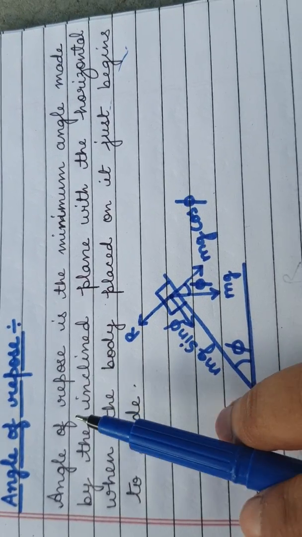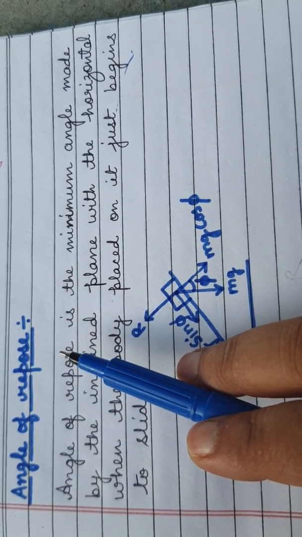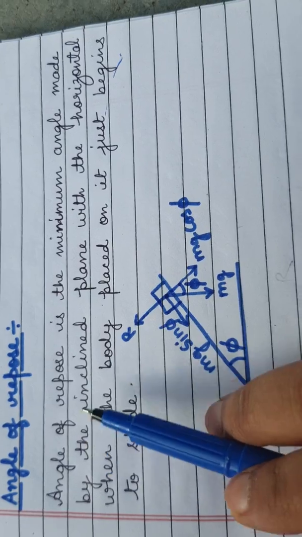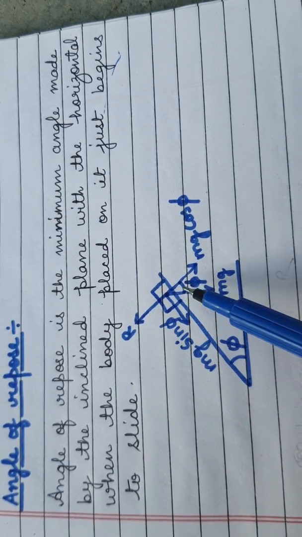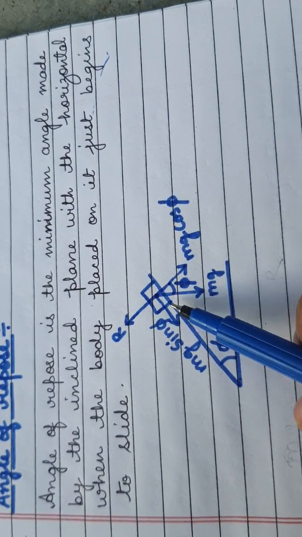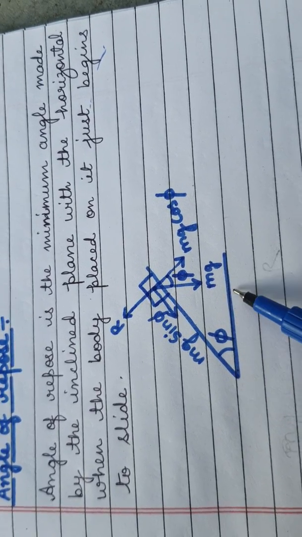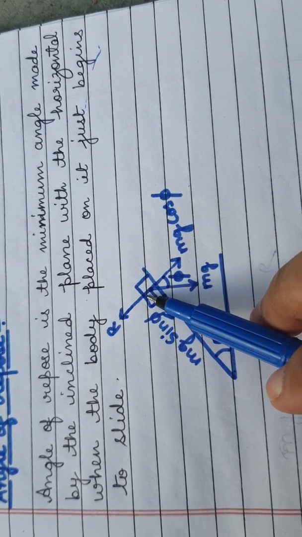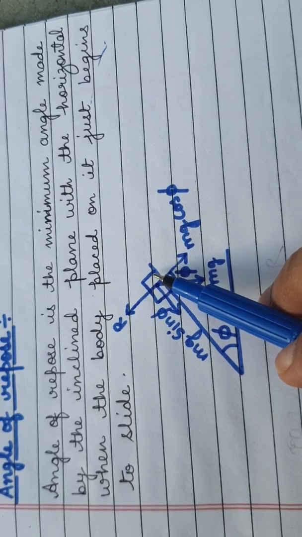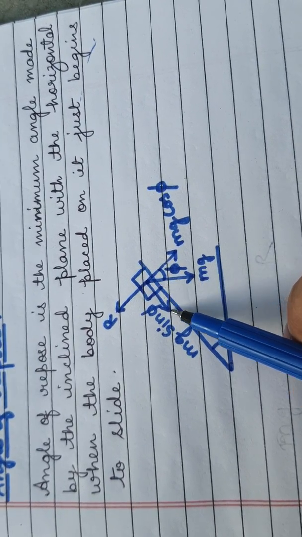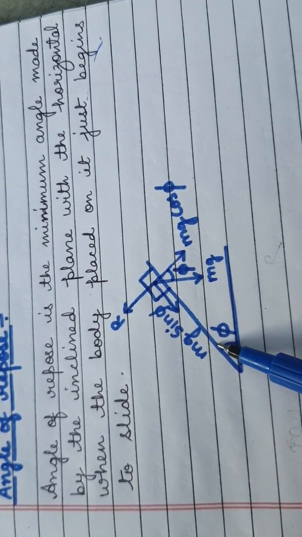Okay, the next topic is angle of repose. Angle of repose is the minimum angle made by the inclined plane with the horizontal when the body placed on it just begins to slide. So it is the minimum angle.